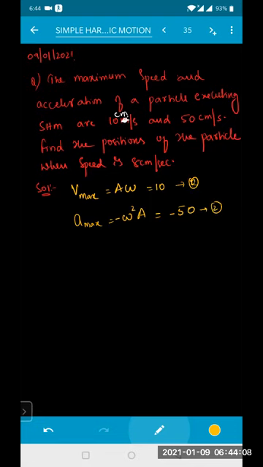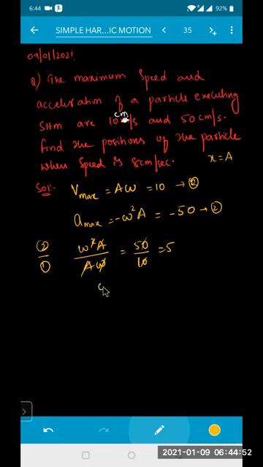Sir, the formula of acceleration would be minus omega square into x, right? Yes, x is the maximum displacement; at the maximum position, the maximum displacement will be equal to A. So divide the second equation by the first: omega square into A divided by A into omega. A gets cancelled, and omega square with omega leaves omega. This one is 50 divided by 10, which is 5.